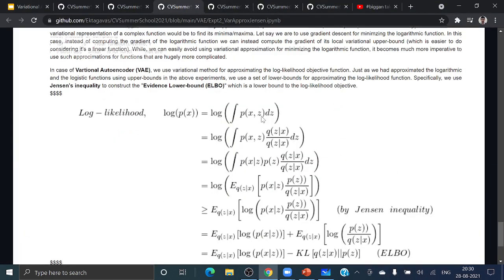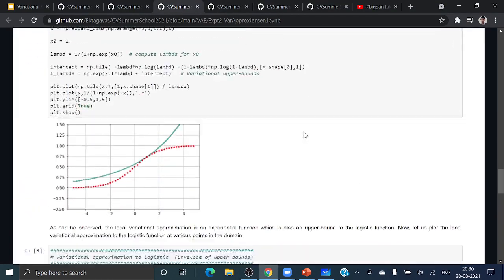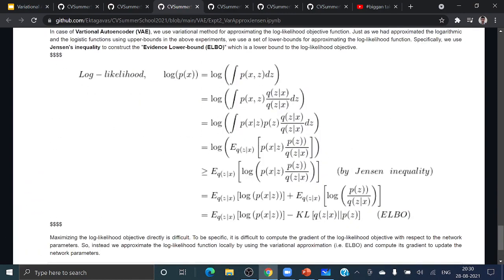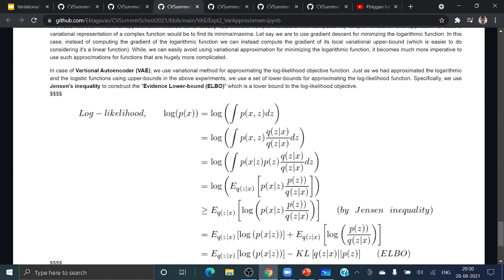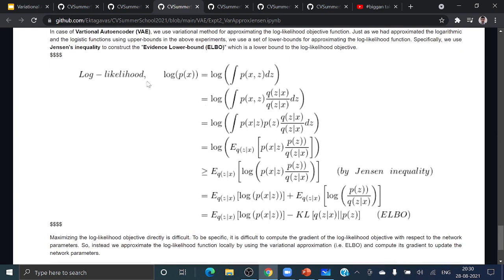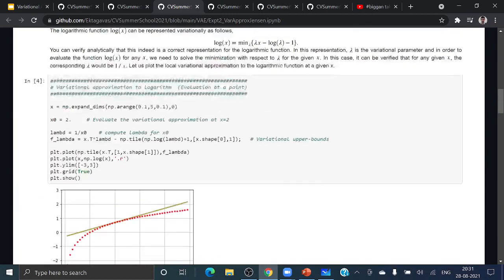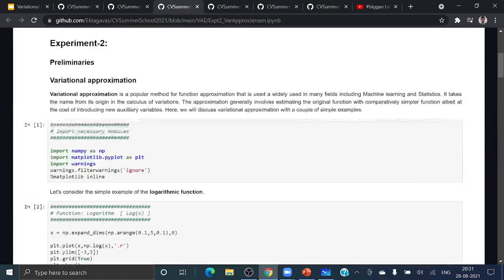And this is fully explained with graphs and examples in this second notebook, where they explain the log likelihood derivation for VAEs. They show the derivation of the ELBO. They show how you can use Jensen's inequality to come up with this formula. And they also show how variational lower bounds are generally decided for functions.